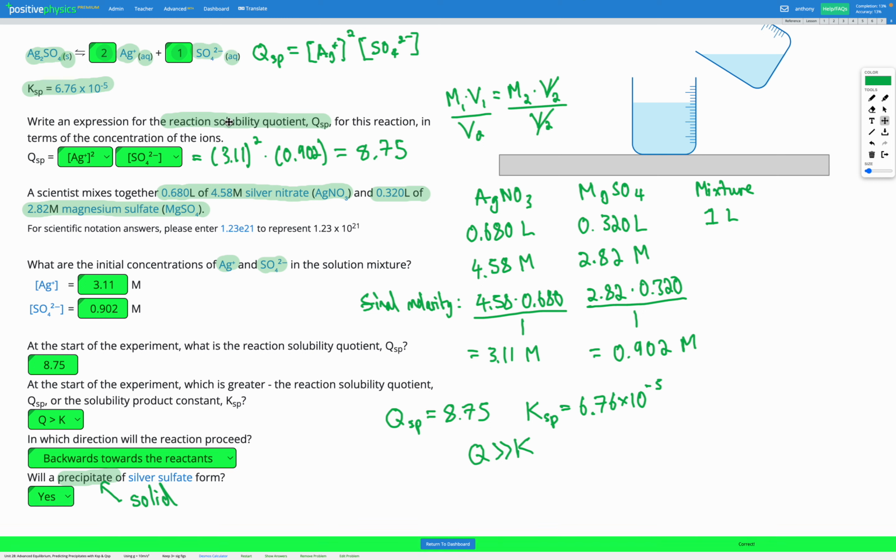So first we found an expression for the reaction solubility quotient, QSP. Remember, that works exactly the same as finding an expression for the equilibrium constant in terms of the concentrations of our products. We then calculated the initial concentrations of our two ions in our mixture to find our QSP value. We can then compare Q and K to figure out what's going to happen. If Q is greater than K, the reaction is going to proceed backwards towards the reactants and a precipitate will form. If Q is much less than K, the reaction is going to proceed forwards towards the products and a precipitate will not form.